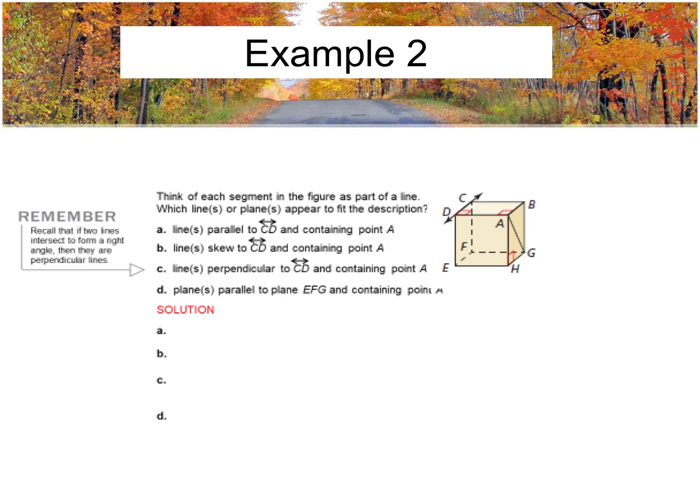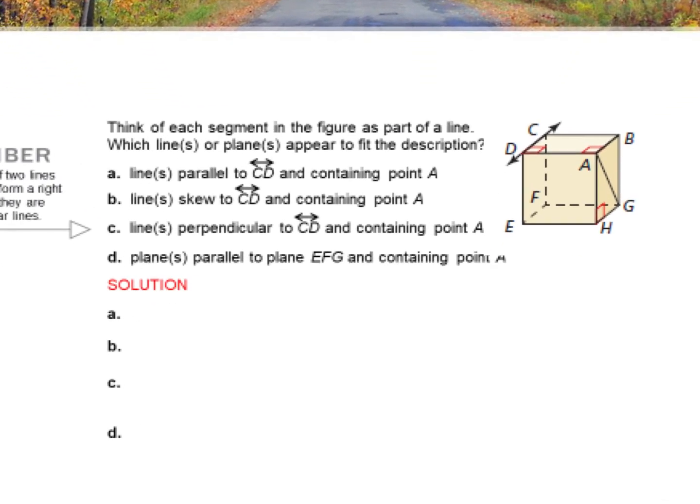All right, example 2. It says, think of each segment in the figure as part of a line. Which line or planes, depending on the question, appear to fit the description? For part A, it wants us to find lines that are parallel to CD, but also include point A.